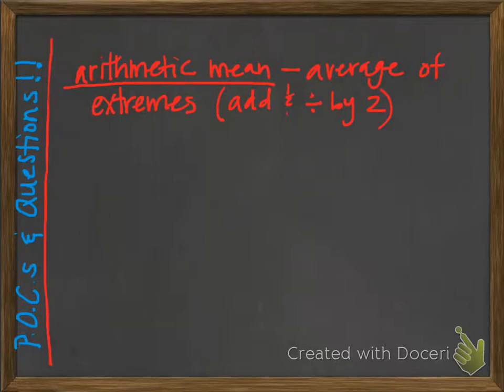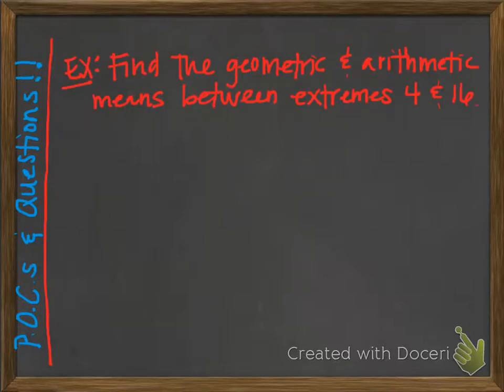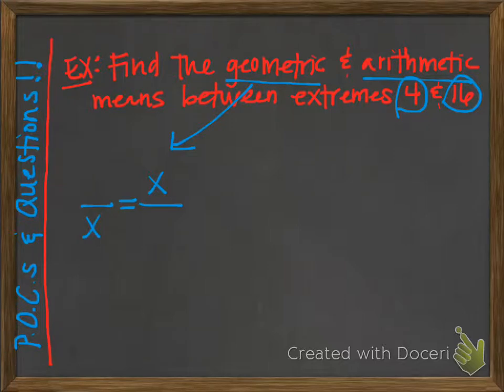So let's try some examples with these. This example asks us to find both the geometric and the arithmetic means between our two extremes of 4 and 16. So these are the two numbers we're using to find both of those means. So for my geometric mean, that is the way we would find the geometric mean. We would use x as our geometric mean. That's what we're trying to find. That needs to go in the second and the third term. The extremes, the 4 and the 16, are going to go here and here, the first and fourth terms.